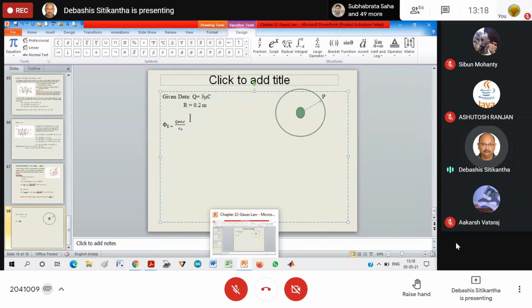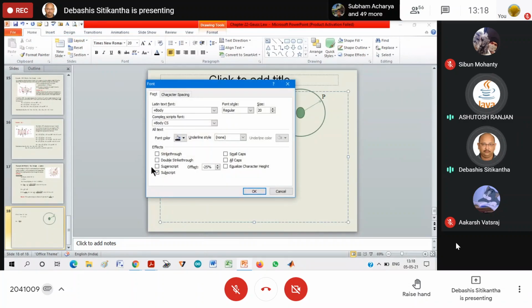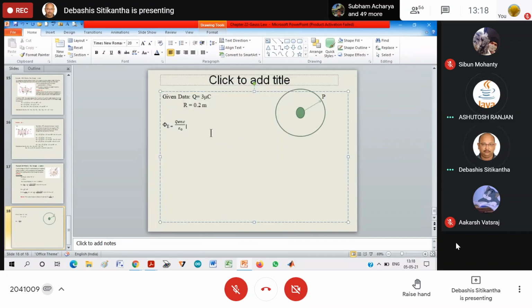Okay. So how much is the Q enclosed? Yes, who will tell me how much is the Q enclosed? 3 microcoulomb. Yes. 3 micro means how much? 3 into 10 to the power minus 6. That's correct. Thank you. Divided by epsilon 0. What is its value? 8.85 into 10 to the power minus 12 or 19.